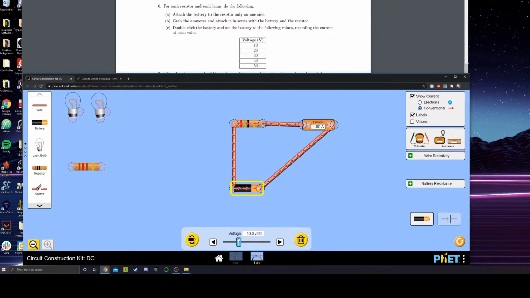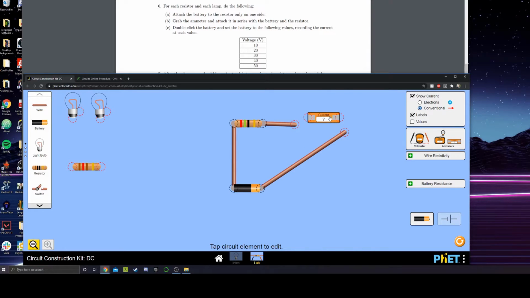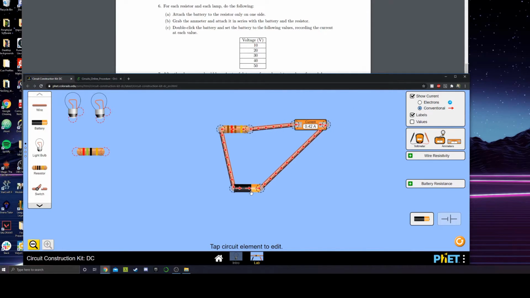As we go up to 40 volts, we get about 1.6 amps, and I predict as we get to 50 volts, we will get to 2 amps. So there you go. We started at about 0.4 and got up to 2. Make sure you have those marked down. I will go ahead and disconnect this ammeter and this resistor, and we can move on to the next piece here, which is this resistor. Go ahead and rebuild that circuit.